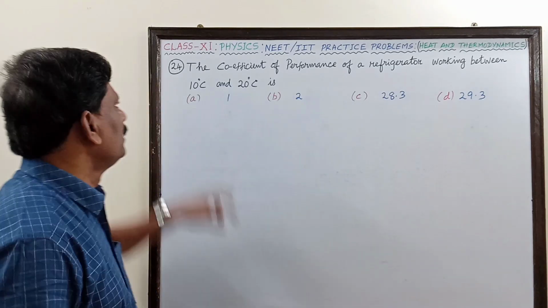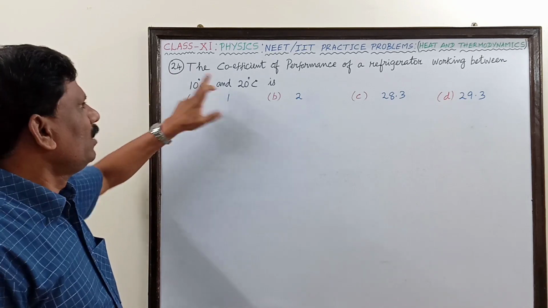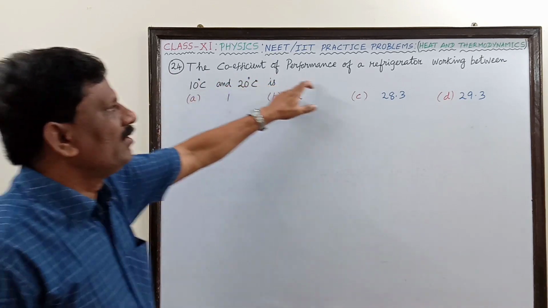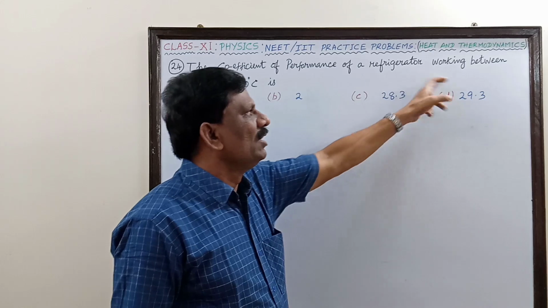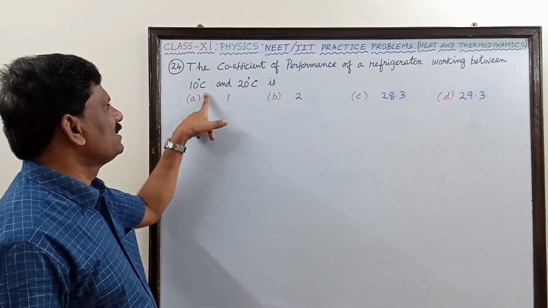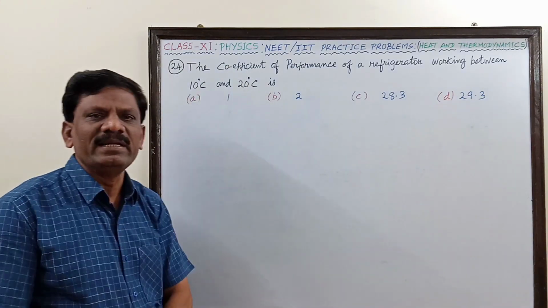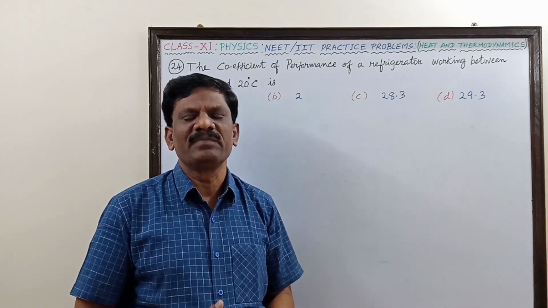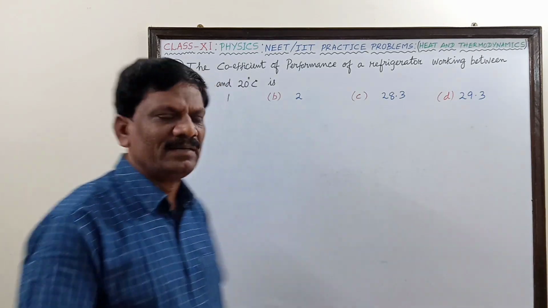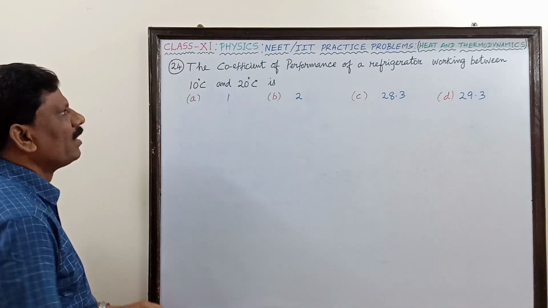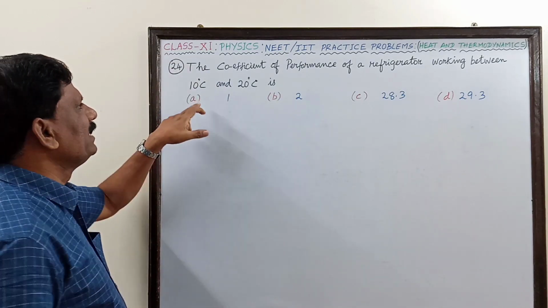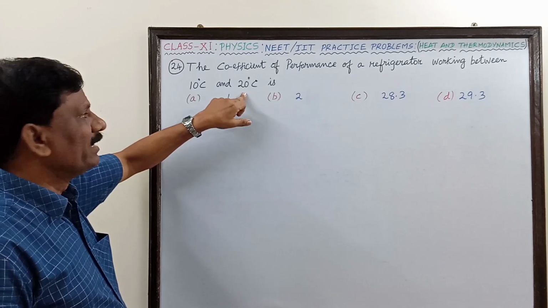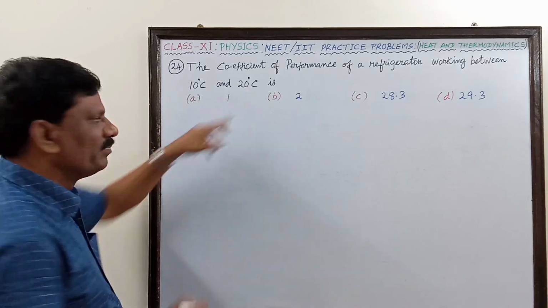Hi students, MCQ 24. The coefficient of performance of a refrigerator working between the temperatures 10 degrees Celsius and 20 degrees Celsius has to be found. This is the easiest problem that may be asked in any competitive exam. Direct formula only. Now whichever temperature is higher in the given information, that is the source temperature.